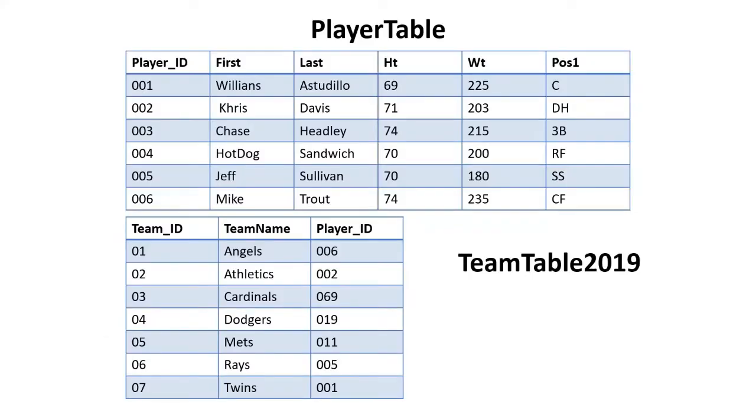So let's say in our database, we have these two tables, for example. We have the player table and the team table. As you can see in the player table, the player ID is the primary key, which uniquely identifies each record. And in the team table, the team ID is the primary key, and the player ID is a foreign key that references the player table from that key.